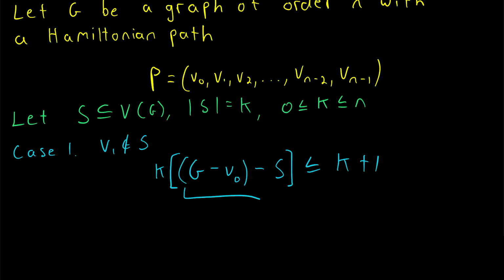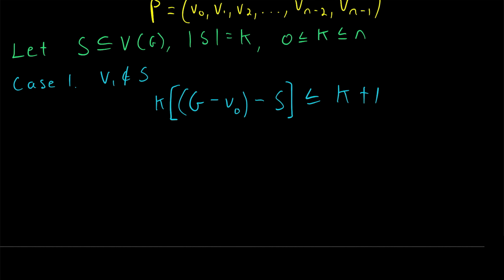So it's possible that when we delete the vertex set S from G minus V0, we're actually only deleting K minus 1 vertices, in which case we could have an inequality of less than or equal to K minus 1 plus 1, or K. But we don't know if V0 is in fact an element of S or not. We know, of course, that V1 is not an element of S, but we don't know about V0. So we have to go for the upper bound that we know for sure will be true of K plus 1. And then it's very easy to finish this case of the proof.